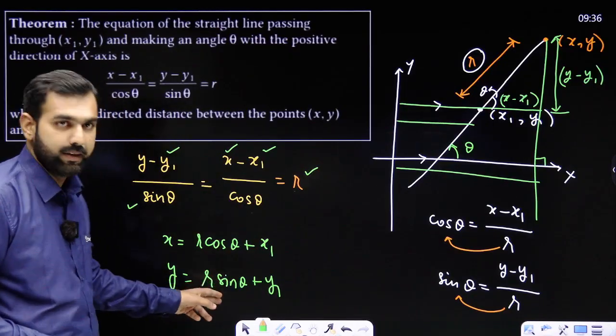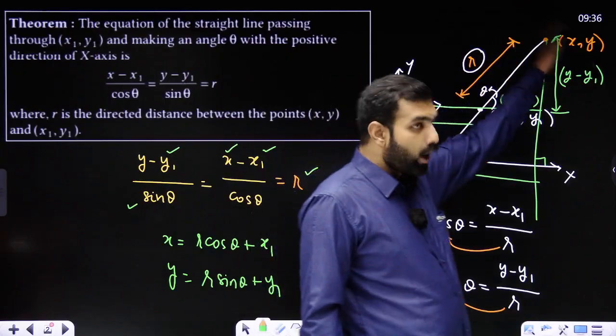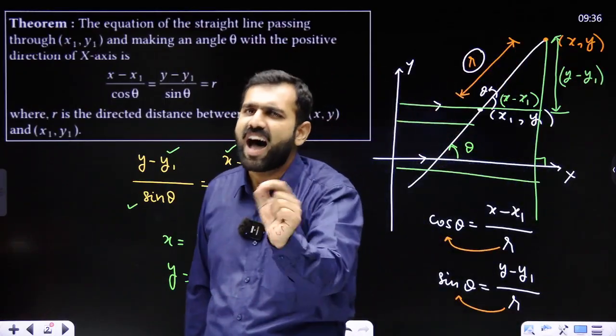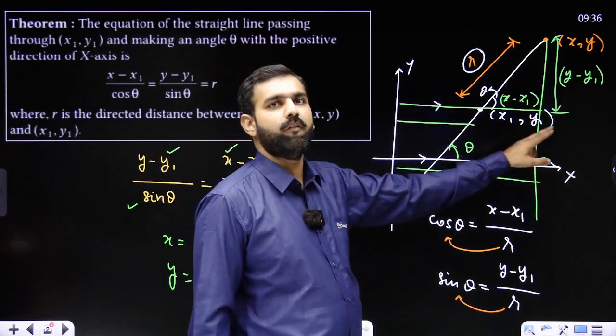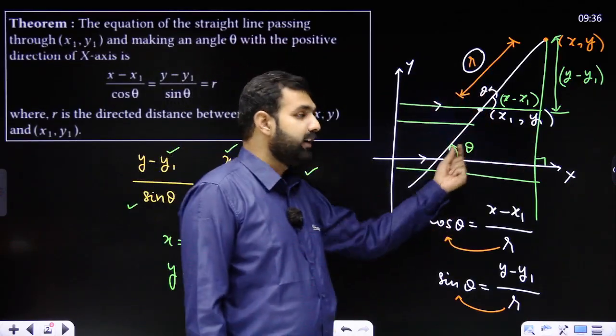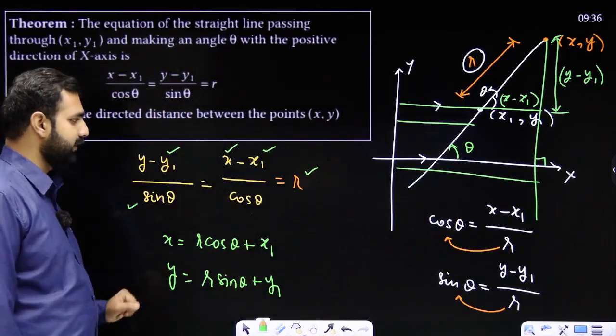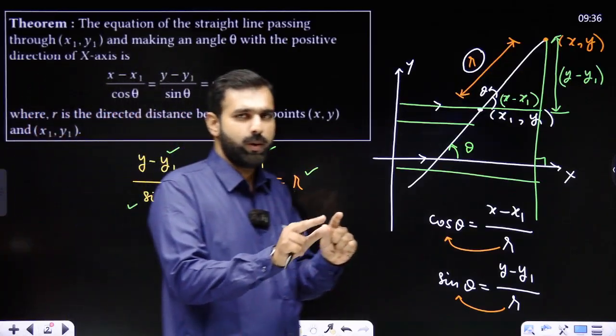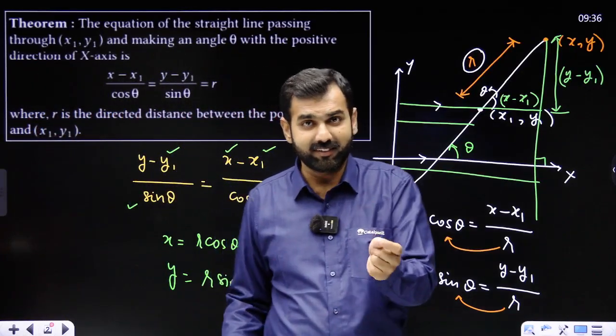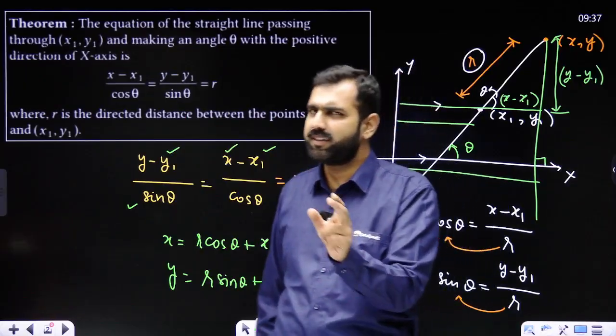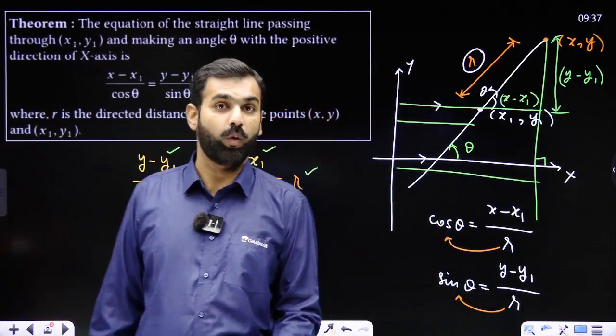This is nothing but what? The coordinates of the point x comma y, which is r distance away from the point x1 comma y1 on the line which is having its slope as tan theta. I hope you're realizing the importance of this. But some of you might have noticed that there is a catch in this statement. There is a loophole in this statement. Now, what is that loophole?